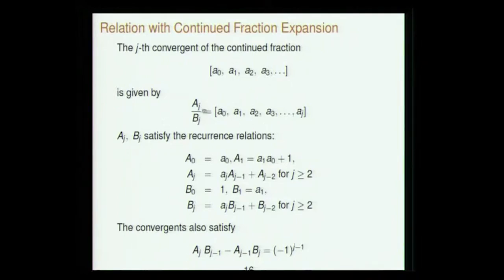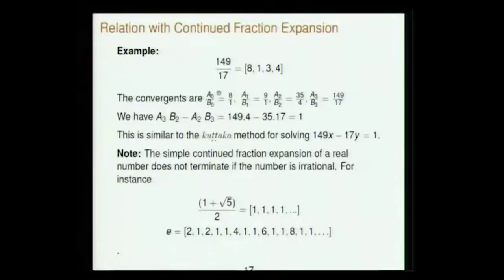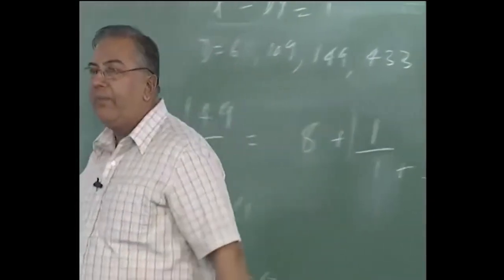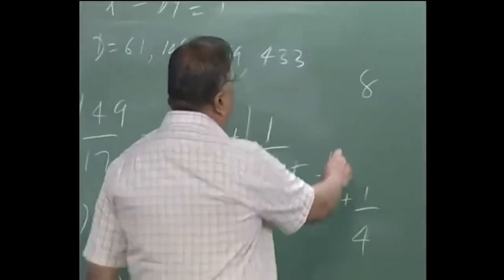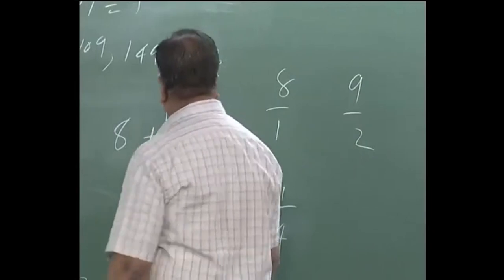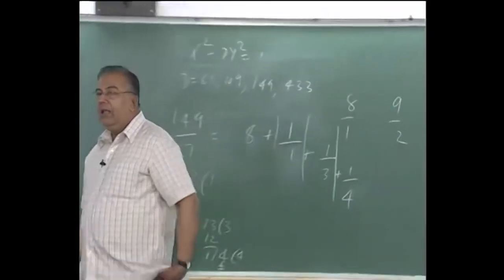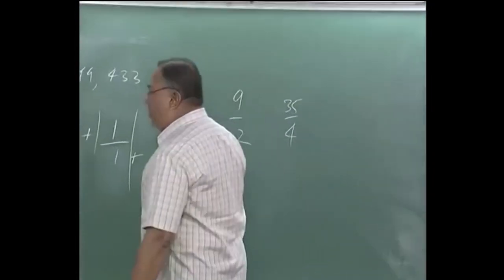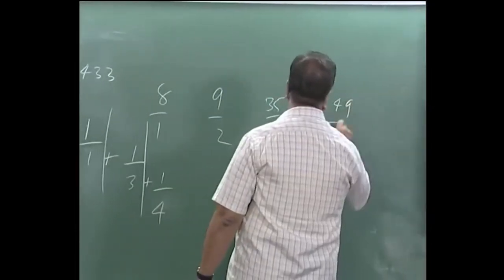So aj bj are obtained if you have a continued fraction, whether it is terminating or not terminating. You terminate at any point, you get the corresponding convergent. So those will be rational approximations to the irrational number that you have. They will be optimal in some sense. So you can straight away see, if you terminate it here, it is 8, then 8 plus 1 over 1. So 8 by 1 is the first convergent, 9 by 1 is the next convergent if you terminate it here. If you terminate it in the place 3, you will have 35 by 4. And if you go all the way, it is 149 by 17.